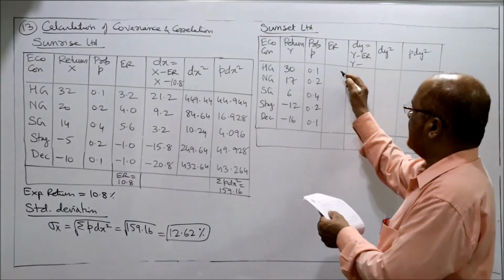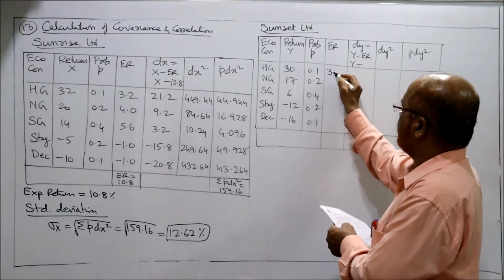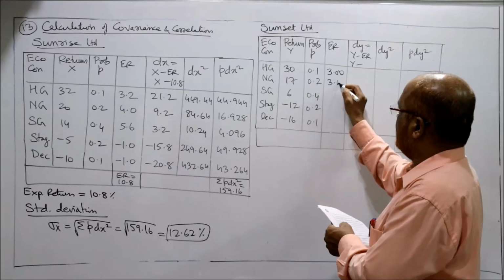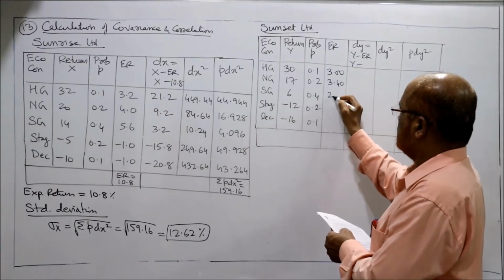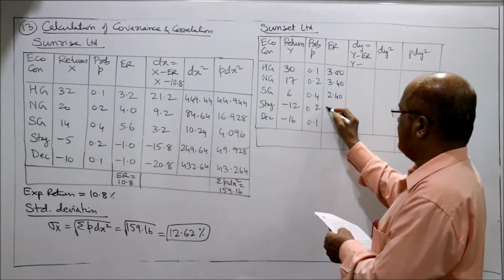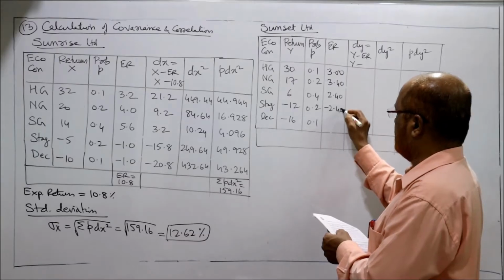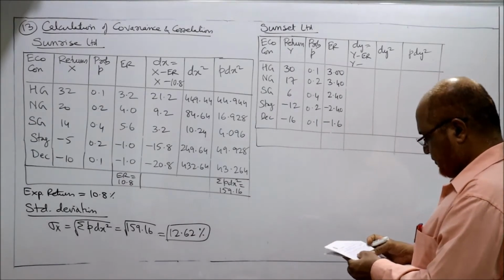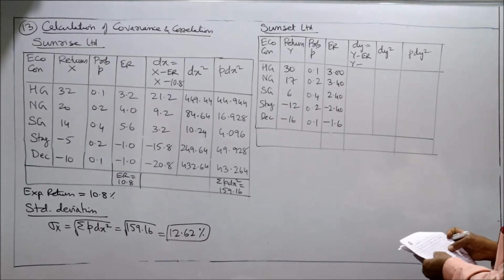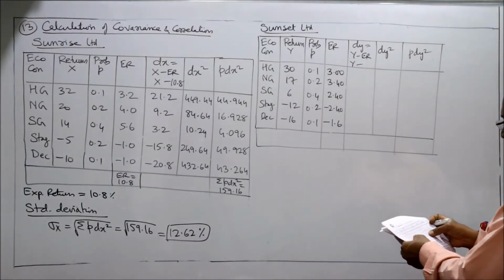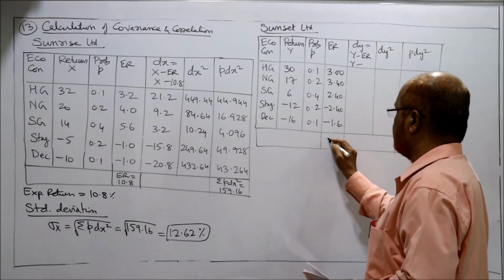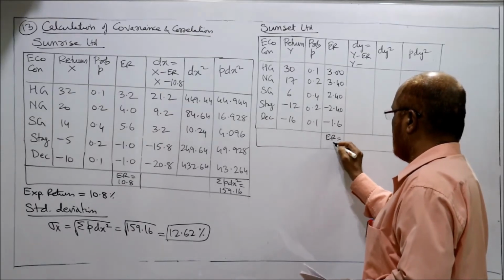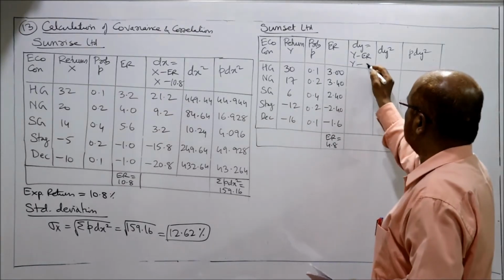30 into 0.1 is 3. Then 3.4, 2.4, minus 2.4, minus 1.6. So minus 1.6, minus 2.4, 2.4, 3.4, 3. The total is 4.8. ER is equal to 4.8.